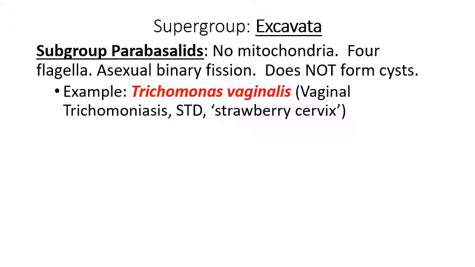The cervix is the little ring of muscle that guards the entry to the uterus. It's located between the vagina and the uterus. And if it becomes inflamed, it turns red. It's called a strawberry cervix, and that's a sign that you were infected with Trichomonas vaginalis.